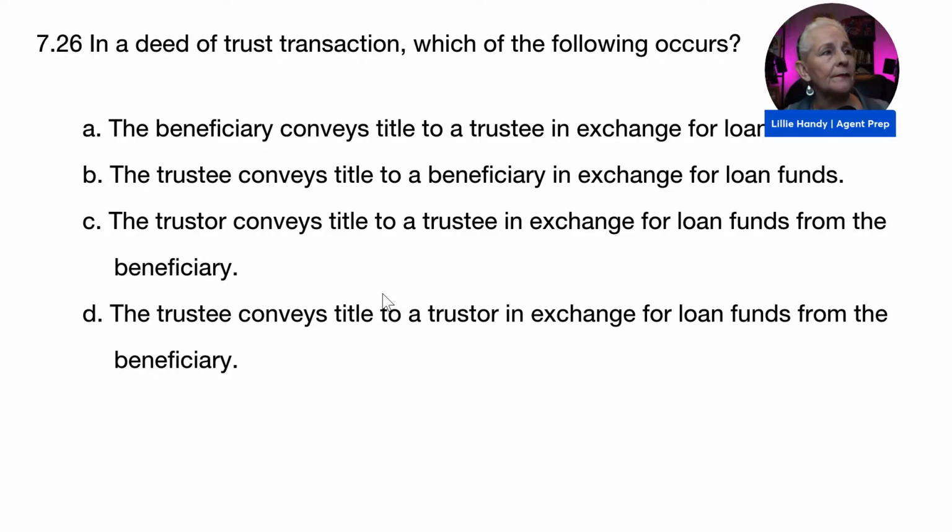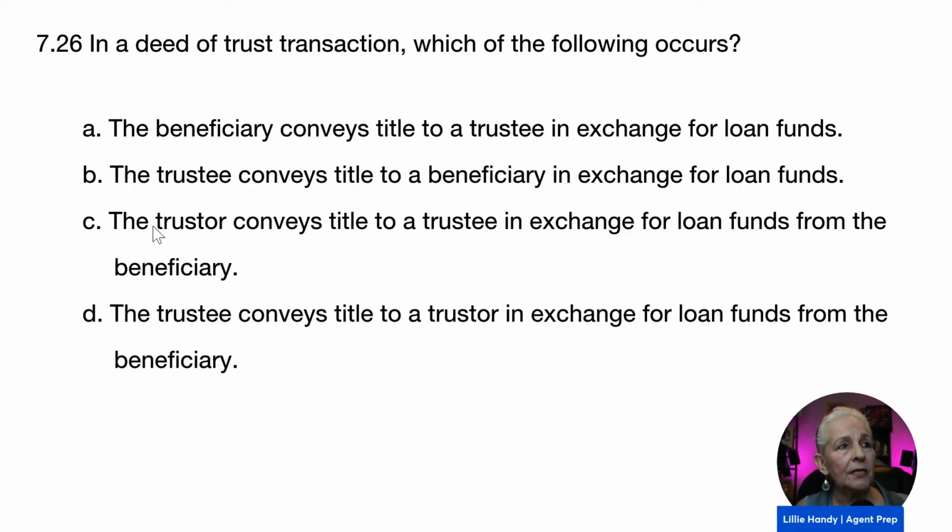Number 26. In a deed of trust transaction, which of the following occurs? A, the beneficiary conveys title to a trustee in exchange for loan funds. B, the trustee conveys title to a beneficiary in exchange for loan funds. C, the trustor conveys title to a trustee in exchange for loan funds from the beneficiary. Or D, the trustee conveys title to a trustor in exchange for loan funds from the beneficiary.